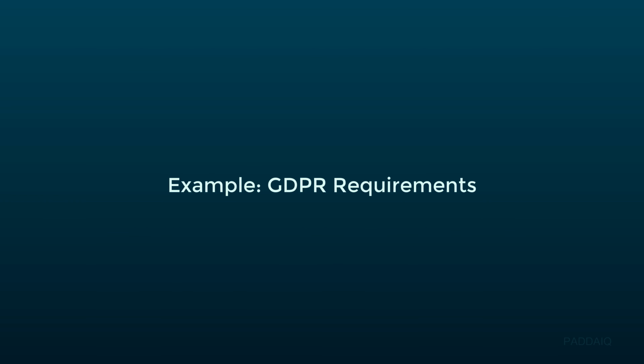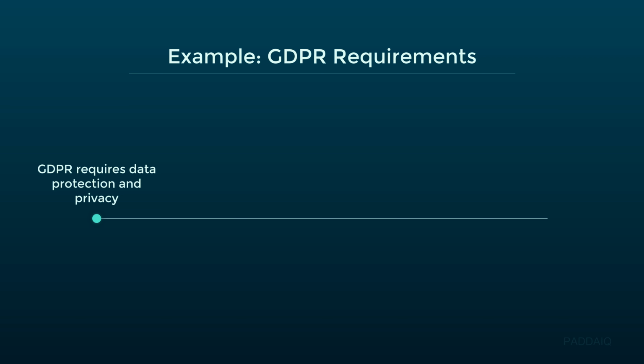GDPR requirements for enterprise compliance. GDPR requires data protection and privacy. This means any personal data from EU citizens must be securely handled and its usage clearly explained. For instance, an e-commerce site must obtain explicit consent before using customer data for marketing. Adhering to these rules is essential for legal compliance and maintaining customer trust.